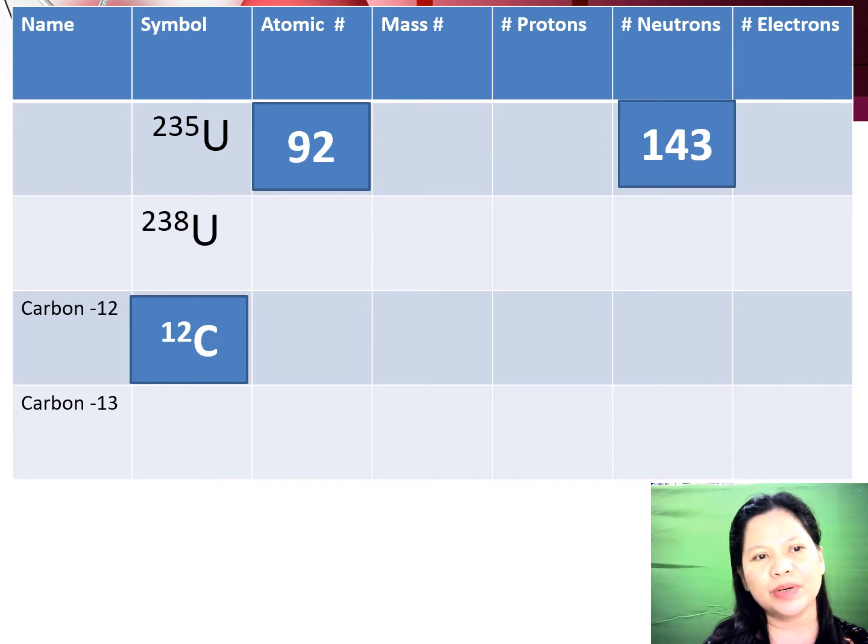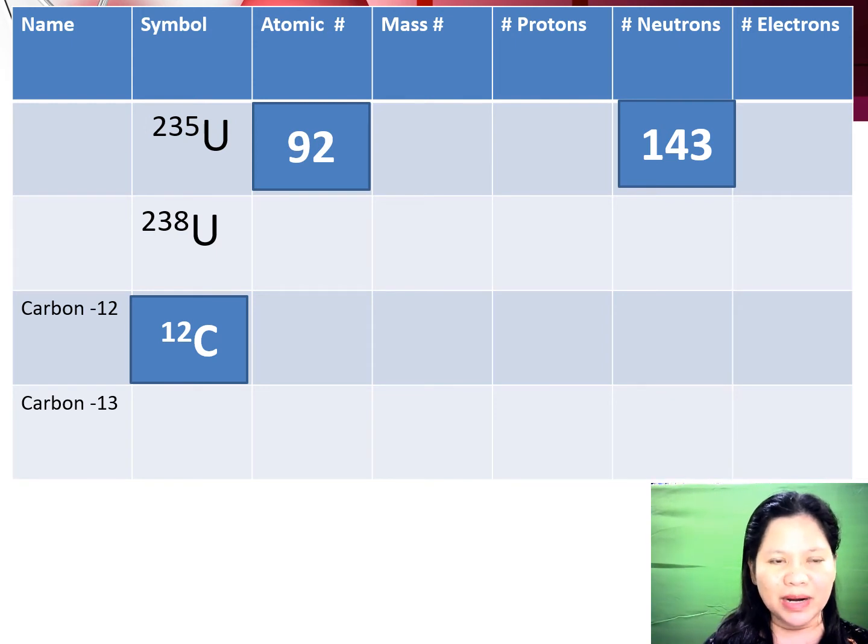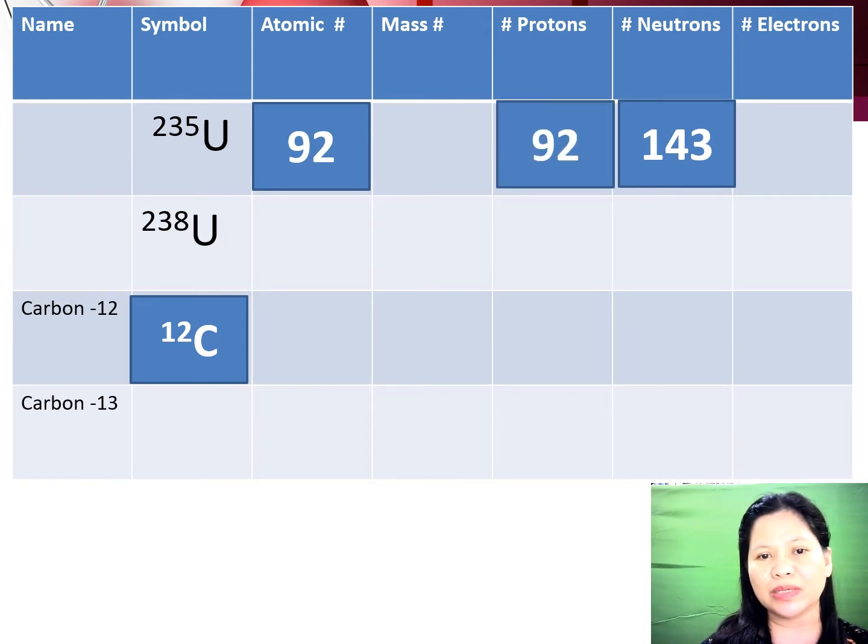Okay, let's have an example of isotope. As mentioned, isotopes are similar elements with different neutrons and mass number. We have here an example, uranium-235. The atomic number is 92, so therefore the number of protons is also 92. Can we now get the mass? Yes. The mass will be by adding 92 plus 143. That gives you 235. Or just simply looking at the symbol where it contains the mass number.